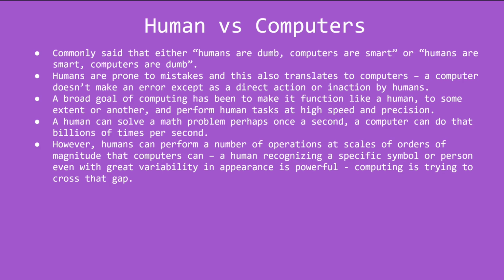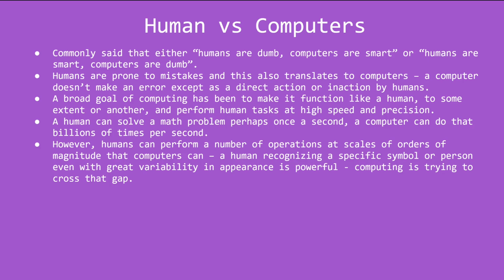A broad goal of computing is to make it function more like a human to some extent or another and perform human tasks at really high speed and precision. A human can probably solve a math problem maybe once a second. A computer can do billions of those a second, tens, hundreds of billions at this point if you combine everything in your computer. However, humans can perform a number of operations that computers can't. Humans can recognize specific symbols or people, even with great variability in appearance, and that's a really powerful thing.